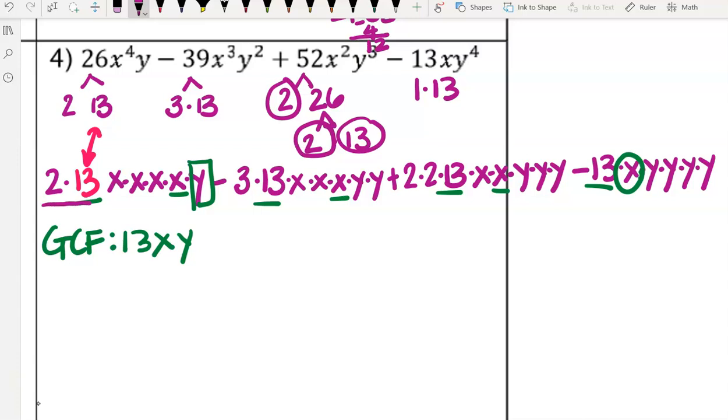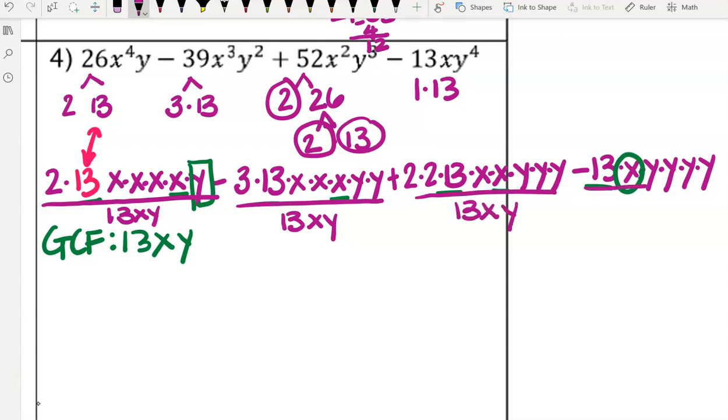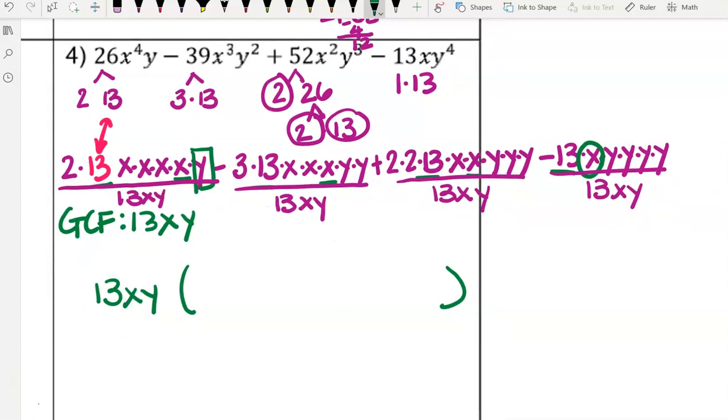So we're going to go in and divide each and every term by 13xy. When you factor, make sure the GCF goes in the front, just like this. And the remaining terms will go inside.